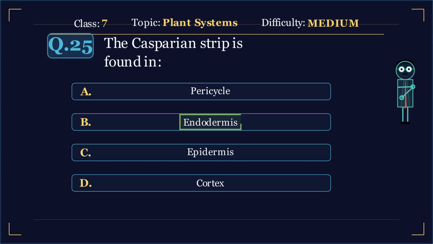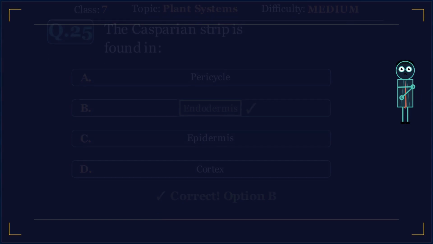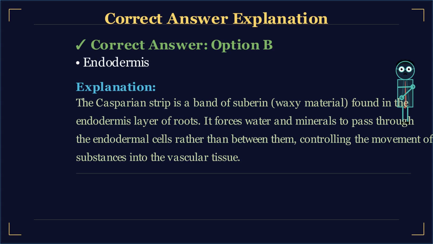The correct answer is option B. Here's the explanation for the correct answer. The Casparian strip is a band of suberin, waxy material, found in the endodermis layer of roots. It forces water and minerals to pass through the endodermal cells rather than between them, controlling the movement of substances into the vascular tissue.